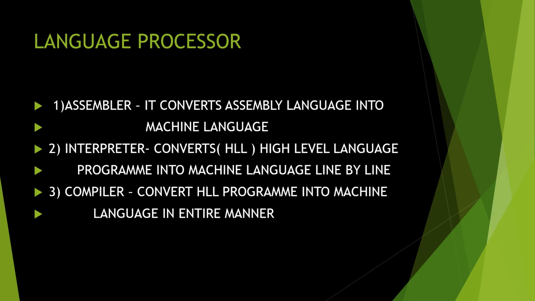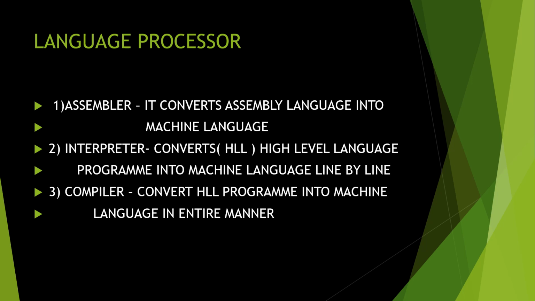Next is language processor. Okay, what are the language processors we are using in the computer? First one is the assembler. It converts assembly language into machine language. What is converted into machine language is by the assembler. Next is interpreter. Interpreter converts the high level language, HLL means high level language, program into machine language line by line. The difference is that it interprets line by line. Okay, interpretation is line by line.